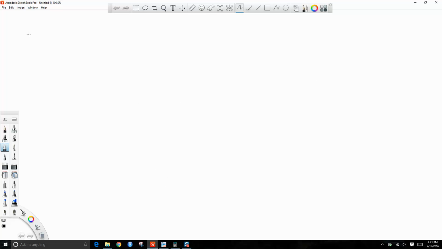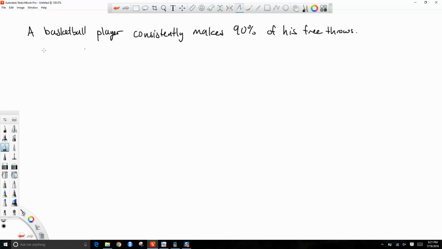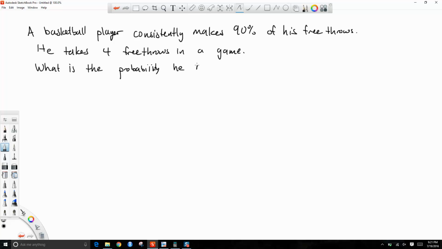Okay, so we'll say a basketball player consistently makes 90% of his free throws. So he takes, we'll say, 4 free throws in a game. What is the probability he makes 3 out of the 4 shots? Okay, and I should say he makes exactly 3.